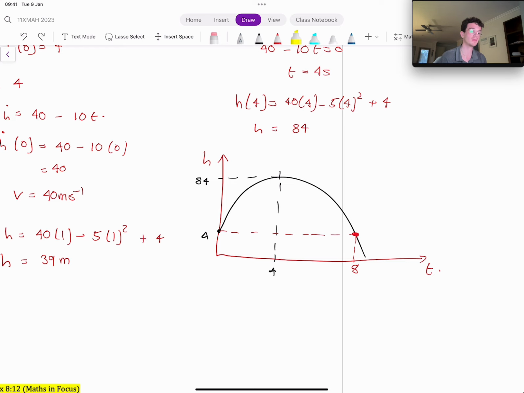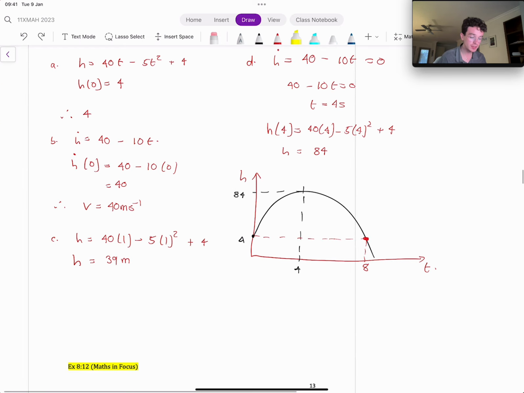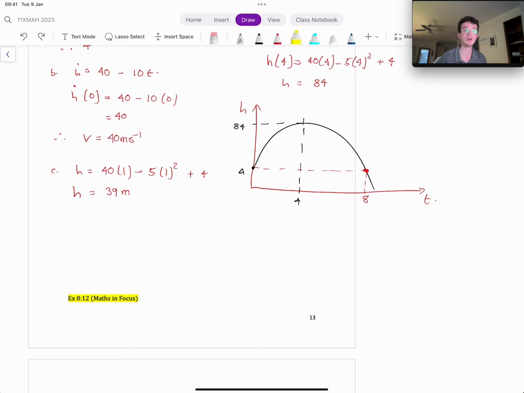So what we're doing now is we're doing the highlighted questions of 8.12, which is on OneNote.